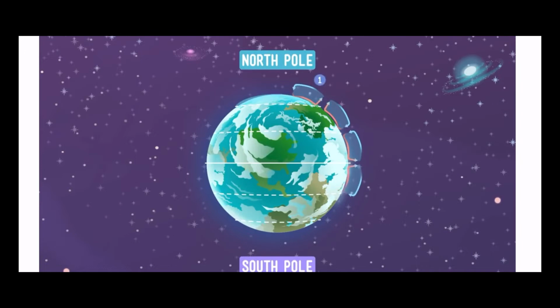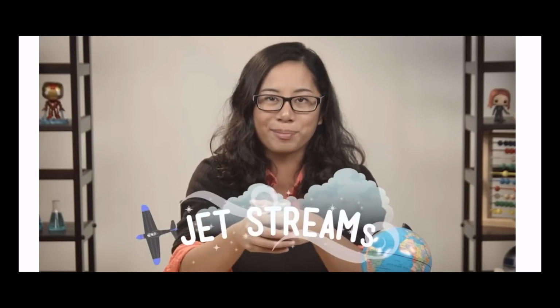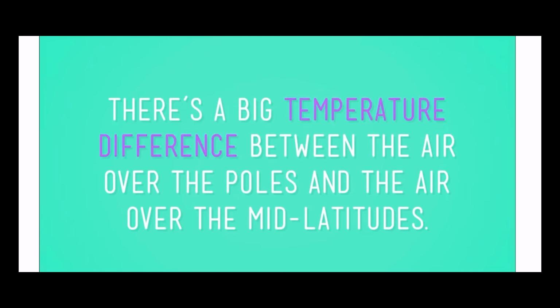And at the boundaries of these cells, something really weird starts to happen. We get jet streams. What? Air in these cells is trying extra hard to get from one pressure zone to another, since there's a big temperature difference between the air over the poles and the air over the mid-latitudes. But the Earth is spinning faster at the equator than at the poles.